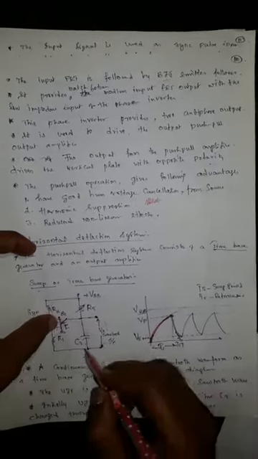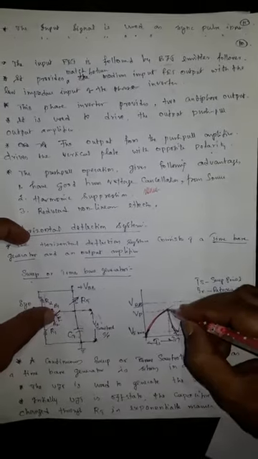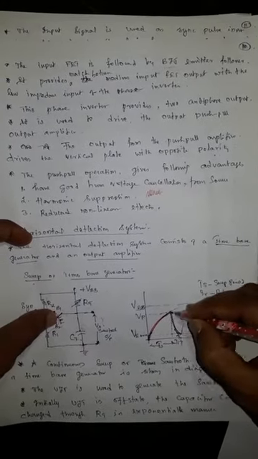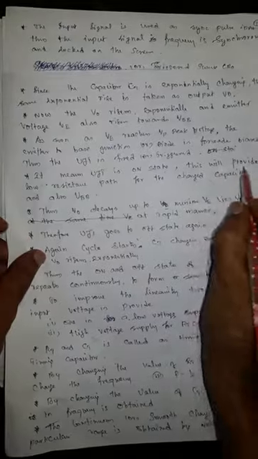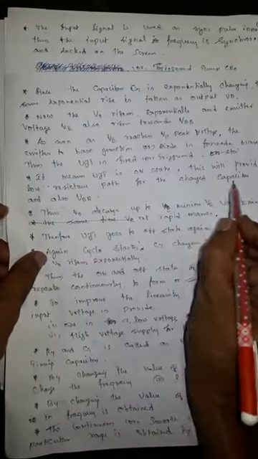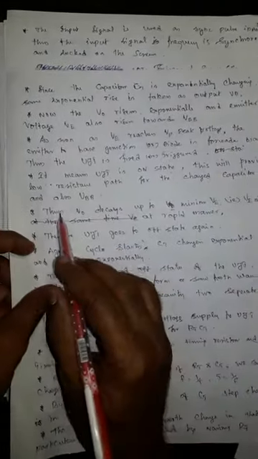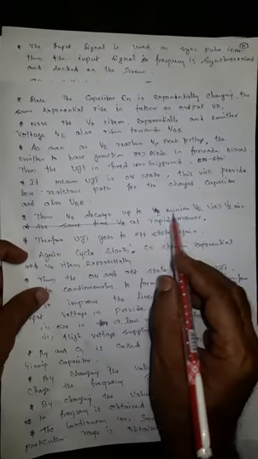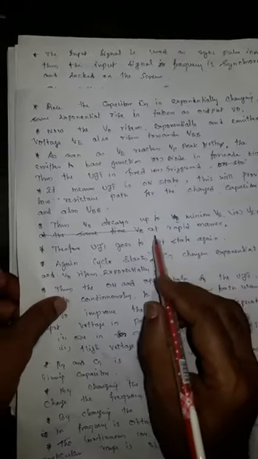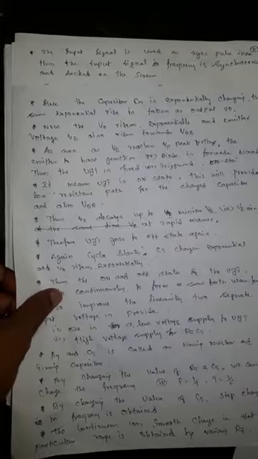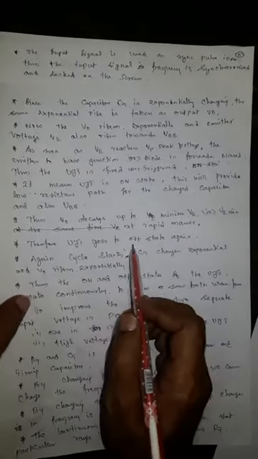So what happened? The capacitor is suddenly discharged. It means the UJT is on. This will provide a low resistance path for the charged capacitor and also VBB. Thus V0 decays up to the minimum of VE, and then the cycle repeats. Therefore the UJT goes to the off state.